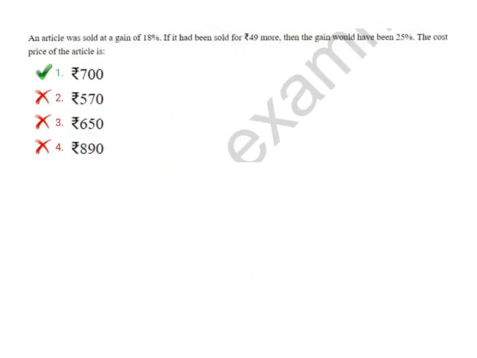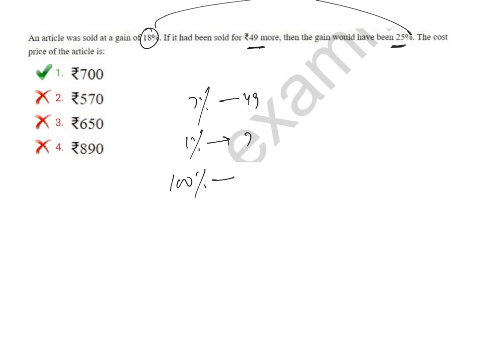Next, an article was sold at a gain of 18%. If it had been sold for 49 more, then the gain would have been 25%. From 18 to 25, a 7% increase is 49. Therefore 1% is 7. Therefore 100%, the cost value, is simply 700 rupees. That's again a silly one.